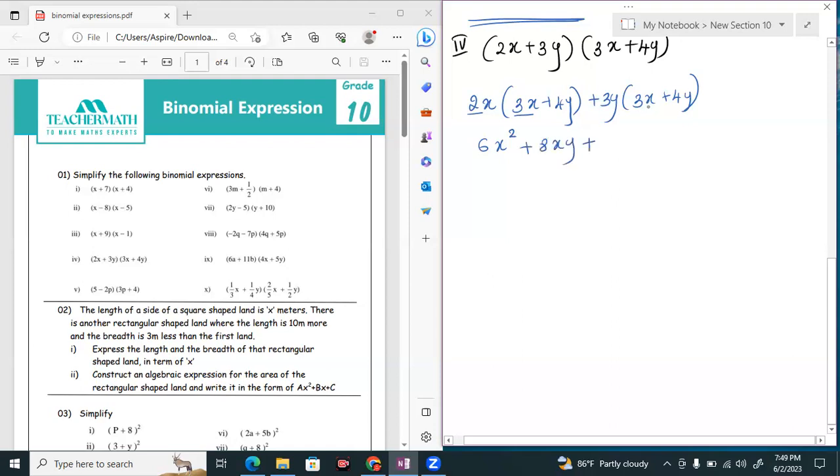Add 3 into 3, it is 9. y into x, y x, yes, but it is better to write xy, because here we have obtained an xy term. So when we have obtained yx, that means it is xy, so we have obtained two like terms. Whether we say yx or xy, it is the same, no problem. 3y into 4y, it is 12y squared.